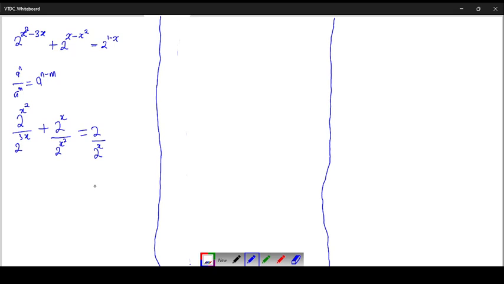I would love to balance this equation, and the first thing that came to my mind was let us multiply through by 2 raised to the power of x, the one on the right hand side of the equation. So that would mean 2 raised to the power of x.